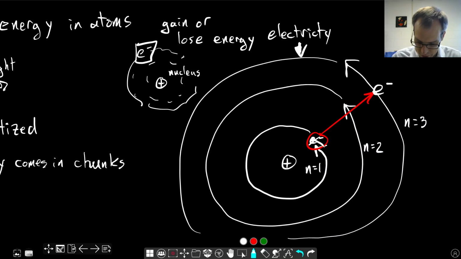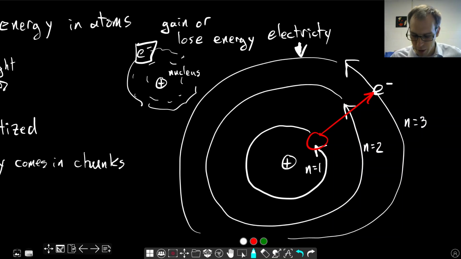So it's not in n equals 1 anymore. I should just erase it because we've added energy into the system. And the electrons in the electricity hit the hydrogen atoms and pump it up to higher energy levels. The electron can't stay there, though.